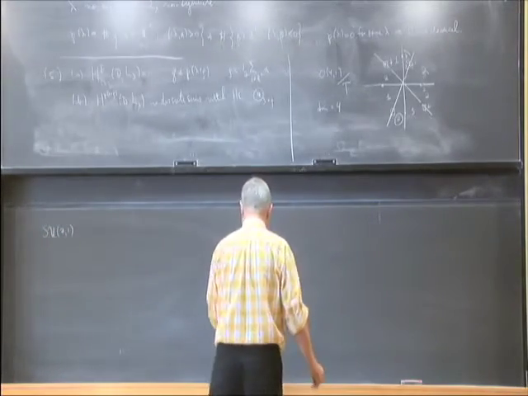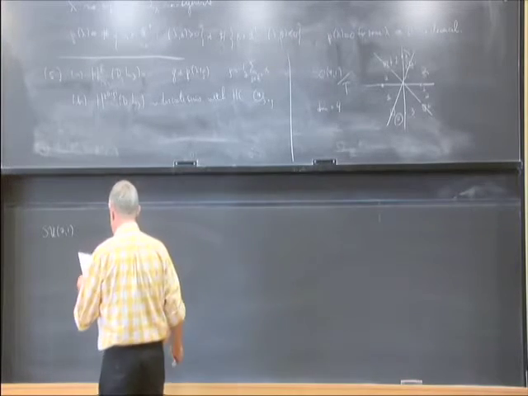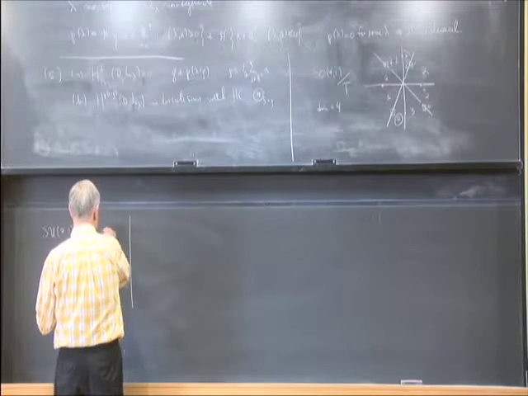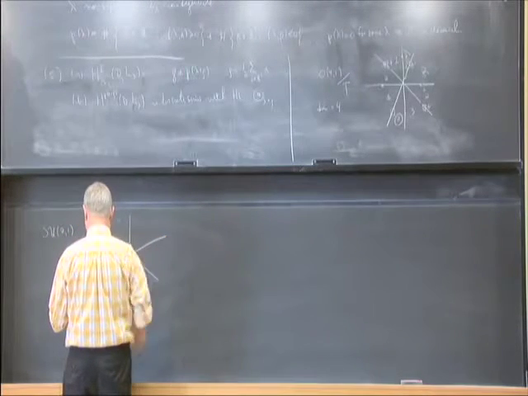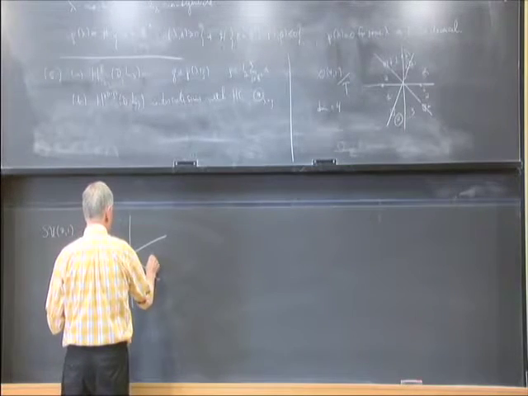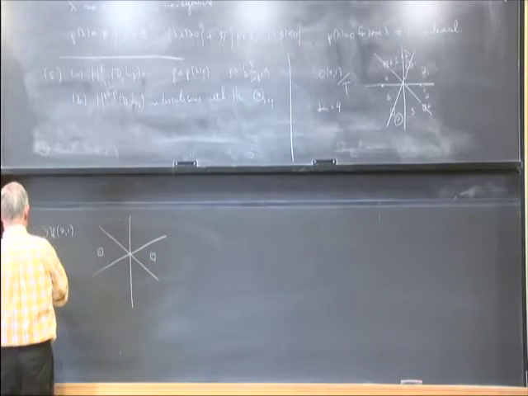So for SU(2,1), there are two compact roots. This is non-classical.